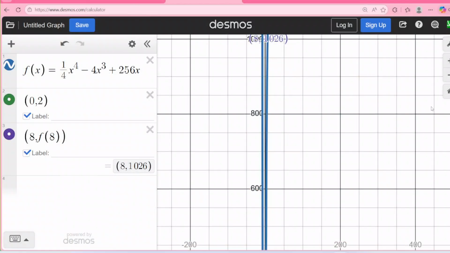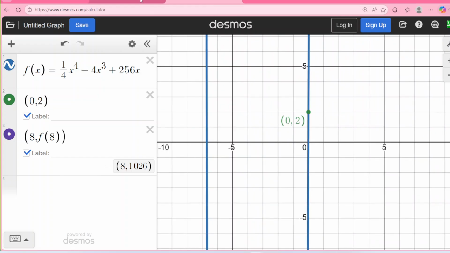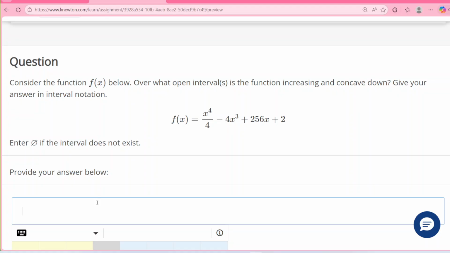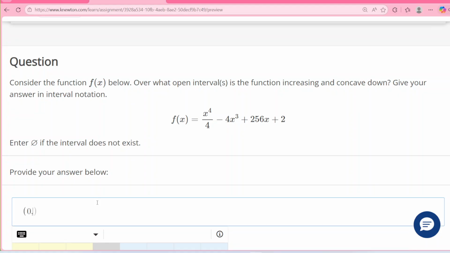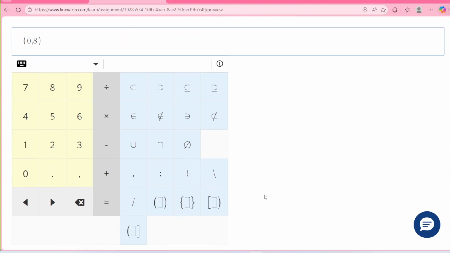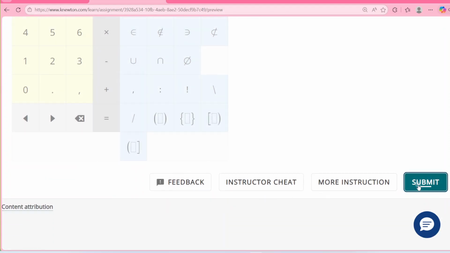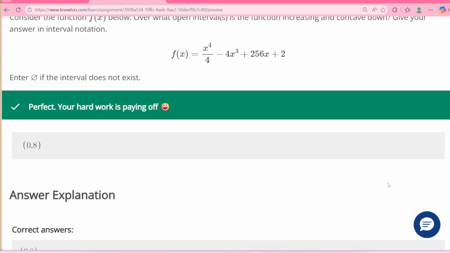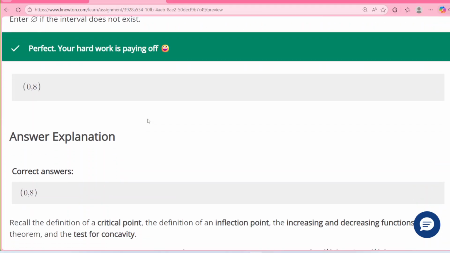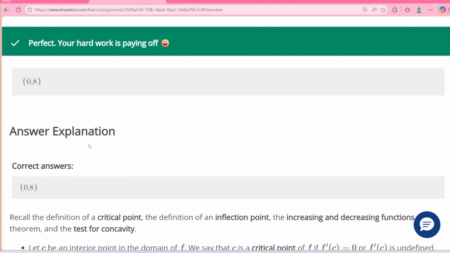But still, after all that, our answer here is the interval from 0 to 8. And they said open interval, right? So parentheses on the ends. That interval is where the first derivative is positive, so the function's increasing, and the second derivative is negative at the same time, so it's also concave down. All right, then when you submit, it'll tell you if you're right or wrong, give you some encouraging words, but also give you an answer explanation.